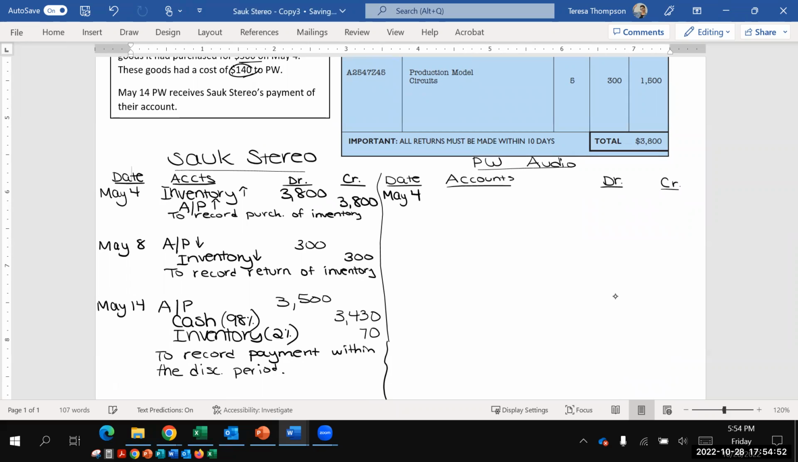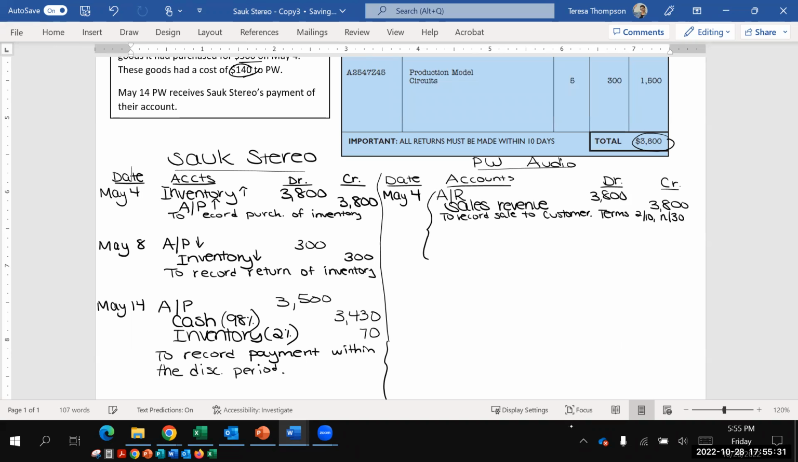All right, so now from PW's standpoint, on May 4th, they made a sale. We know the sale was on account because we identified it from the invoice as a credit sale. So that means accounts receivable should be your debit. Your offset, sales revenue. We made a sale for the $3,800, whatever the invoice amount is. To record sale to customer. And we can put the terms in. Terms 10 net 30.